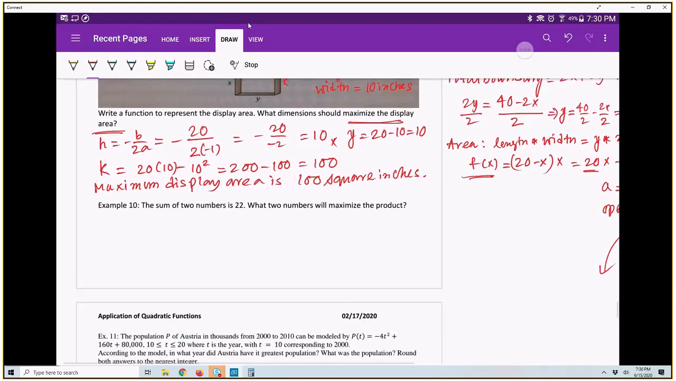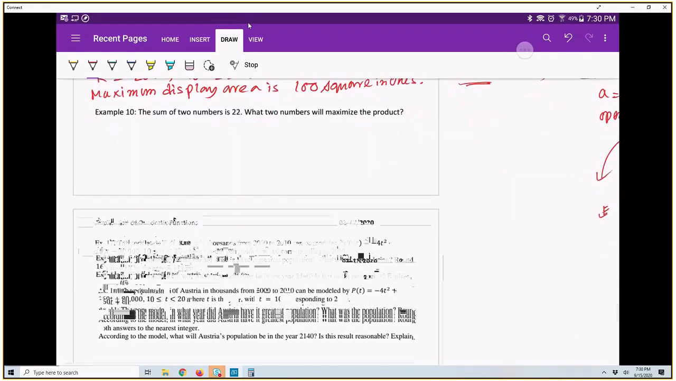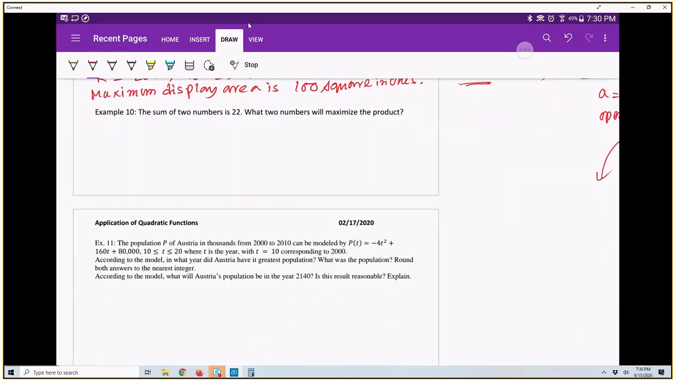Okay. The sum of two numbers is 22. What two numbers will maximize the product? So this time you are maximizing the product. So what I say, I start by saying let one of the numbers be x. Then the other number is what? The other number should be found from the sum.